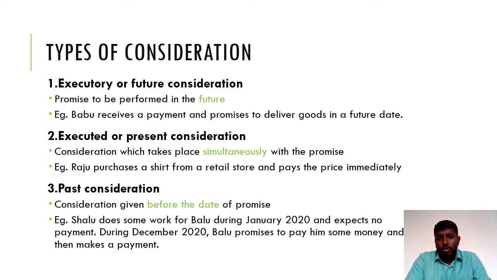But during December 2020, now after 12 months, Balu promises to pay Shalu some money in return for the work that he has done in January 2020. So here one consideration has been completed in January and the promise has been made during December 2020. So here this is called a past consideration. So these are three kinds of consideration here.